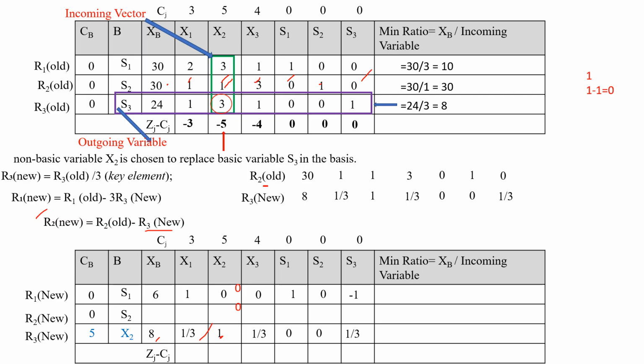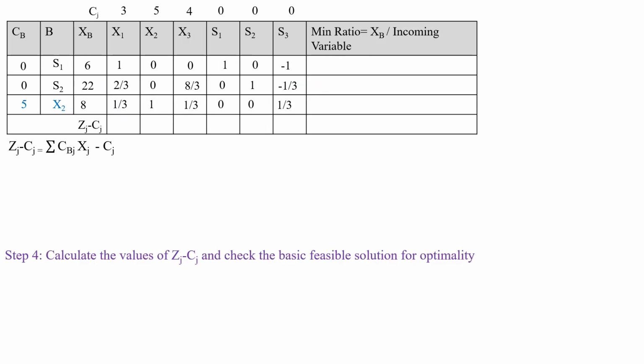So next we have to do the operation R2 old minus R3 new, that is 30 minus 8, which is 22, 1 minus 1 by 3, 2 by 3, 1 minus 1, 0, 3 minus 1 by 3, which is equal to 8 by 3, 0 minus 0, 0, 1 minus 0, 1 and 0 minus 1 by 3, which is equal to minus 1 by 3. This is the new simplex table.